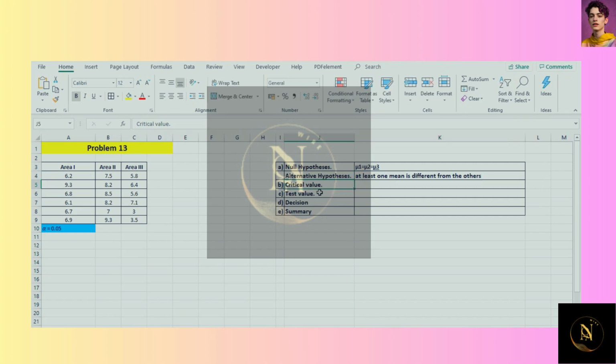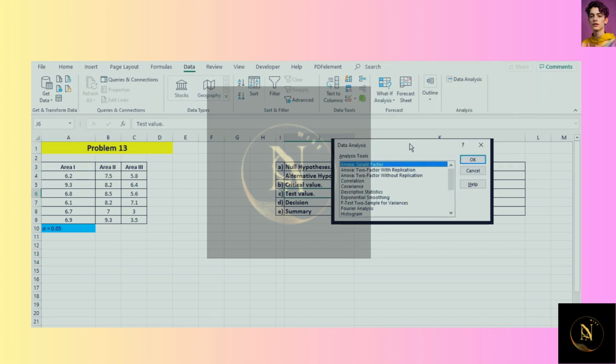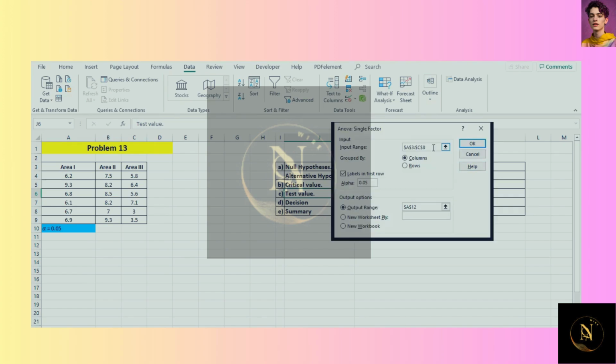Next, we need to work out the critical value and the test value for this test. Now, we have to perform the analysis of variance test using the data tool. So you press on data, and then you press on data analysis and select ANOVA single factor, then press OK.